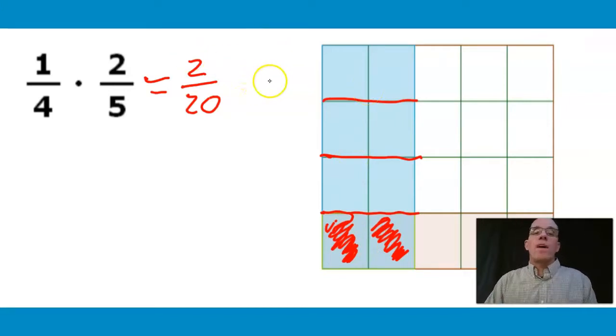So when we multiply fraction times fraction, we actually end up with a smaller amount. Just like in the last example, 1/2 of 1/4 became 1/8, which is smaller than either one of those fractions that we started with.